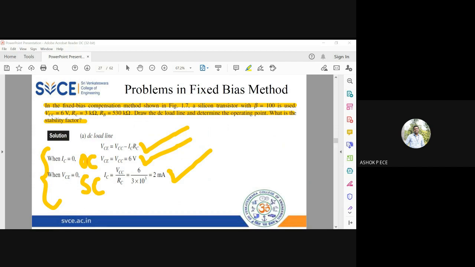This circuits class is bound to be interactive. Only when you understand circuits can you apply these circuits in your project when you do it in 8th semester and mini project when you do it in 7th semester. Otherwise, you cannot design circuits using these electronic devices. So any doubt anybody is having in this problem? Is it clear? It's clear.